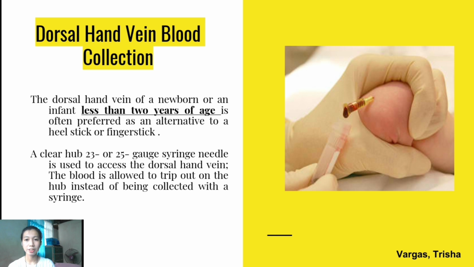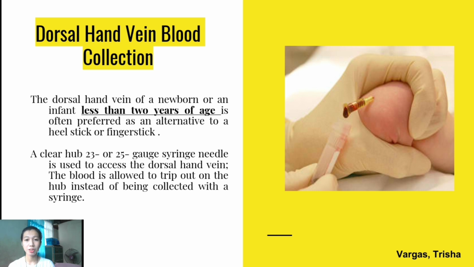For the tourniquet position, always place the tourniquet 3 to 4 inches above the needle entry position. But for the dorsal hand vein blood collection, the tourniquet should be placed 1 to 2 inches above the wrist when looking for a suitable vein in the hand. To prevent hemoconcentration, the tourniquet should be removed after 1 minute and then reapplied before performing the venipuncture.